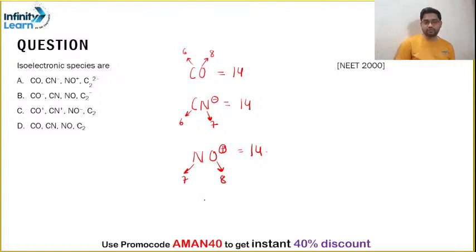Then we have C2 2 minus. Carbon has 6, so 6 times 2 is 12, and plus 2, so that is 14. So I'll go with option number 1. Clear? Sure.